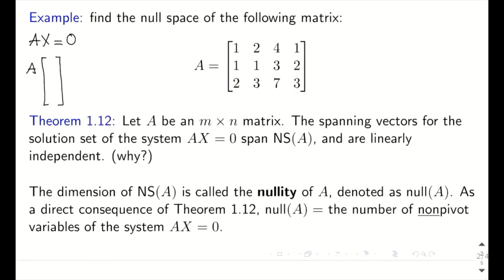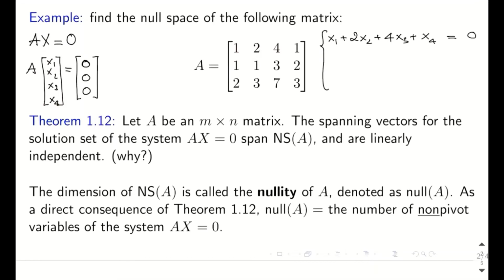That means your X has 4 entries. Right? And you multiply it and you would want to get 0. Now, the next step is that we are going to write the linear system corresponding to the matrix vector multiplication equation here. So you are going to multiply first row with the column here. So that means 1 times x1, 2 times x2, 4 times x3, and 1 times x4. So your first equation will be x1 plus 2x2 plus 4x3 plus x4 equals to 0.